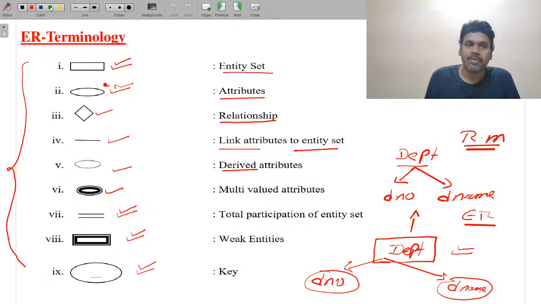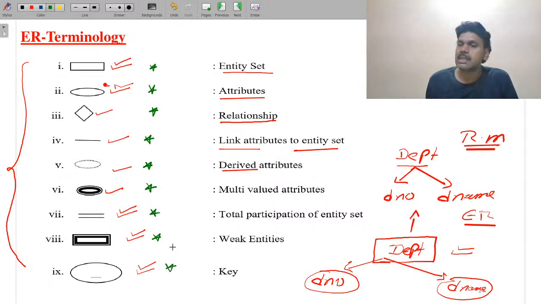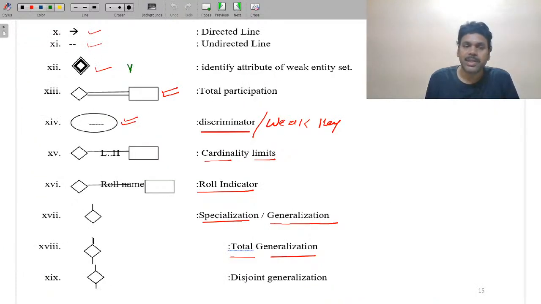What is GATE looking for from these terminologies? So we need this and we need this. This is also required. The straight line is required. This is required. This is required. This is required. This is required. This is required. On the first page, all are required. On the next page, this is required. This is required. Total participation is required. This is required. The remaining, and cardinality, is also very much required. So these are the required things. The remaining, you need not bother about from the above terminologies.